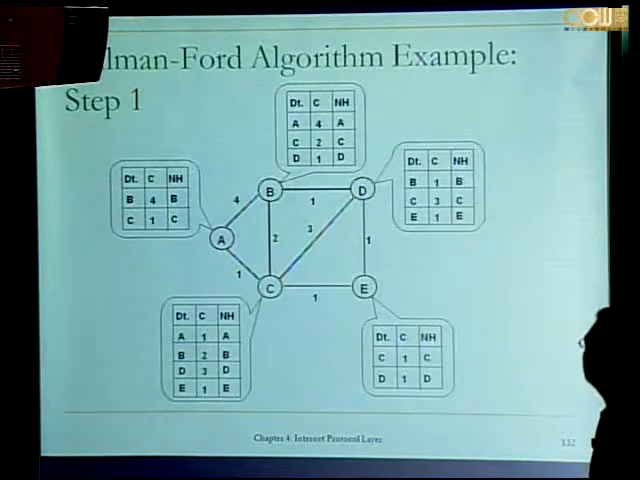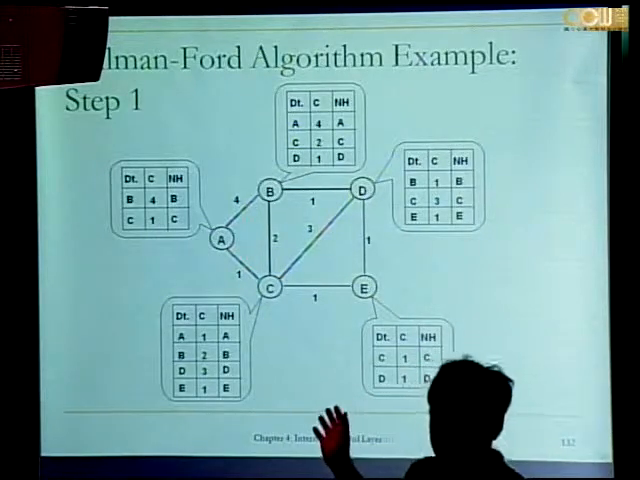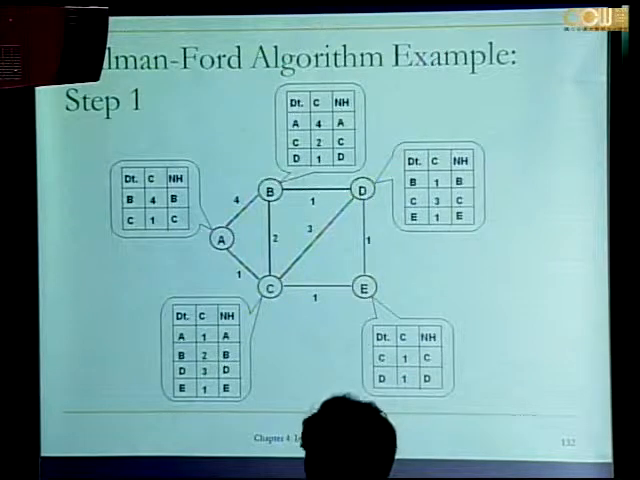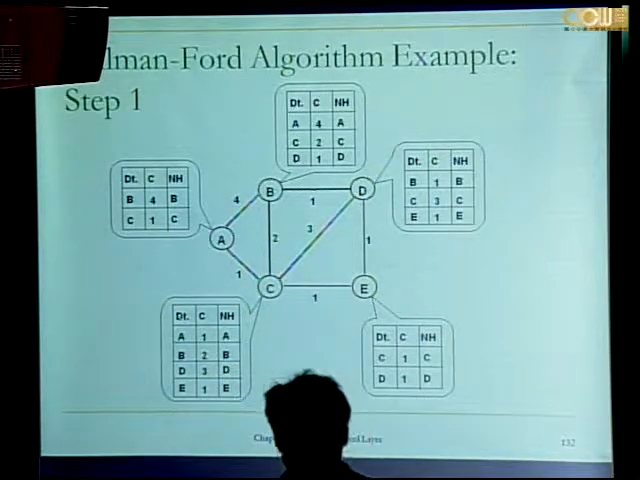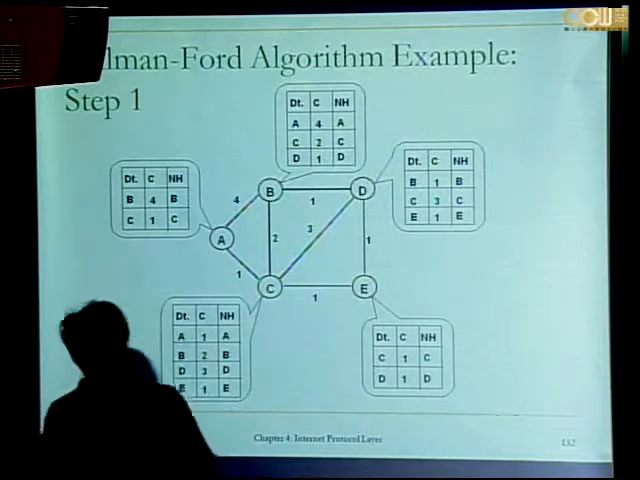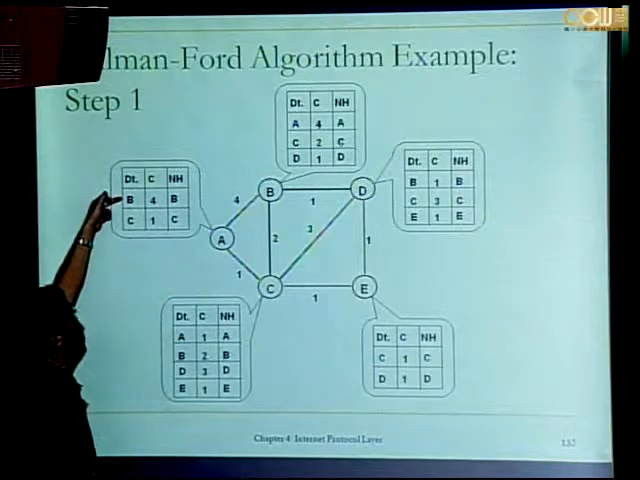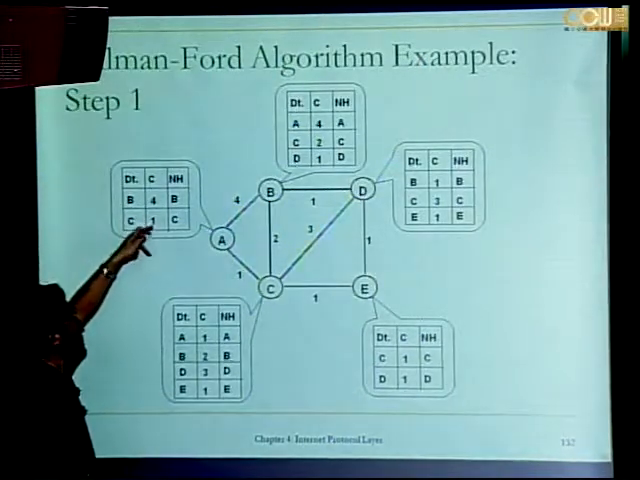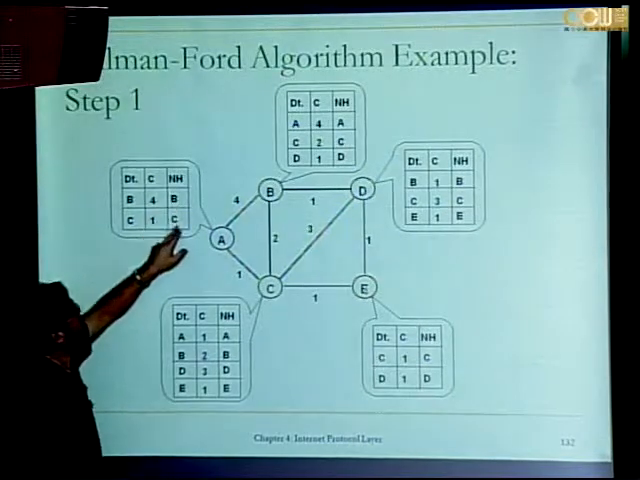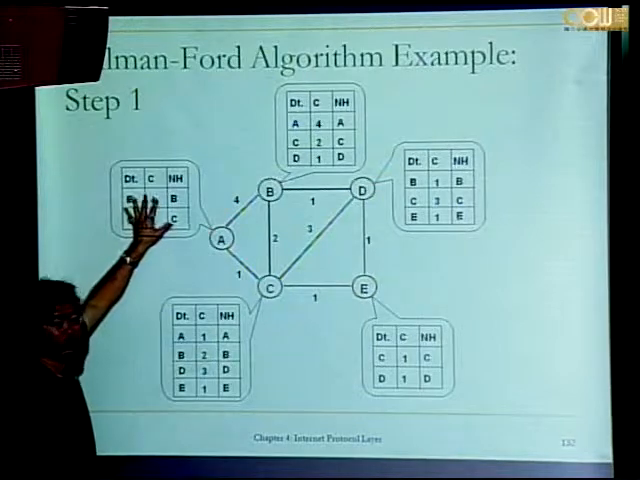So now we don't have this topology in the router. In the Bellman-Ford algorithm, we don't have this topology. We only have this. Say if I'm A, I only know this. I know B and C and the cost to B and C. And the next hop to B and C will be B and C. Initially I only know this.